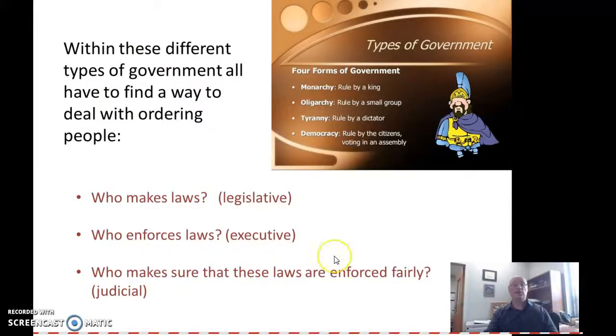Within all those forms of government, no matter what kind of government you have, you have to decide who makes the laws. That's the legislative function of government. And who enforces them, who executes them, who makes sure it gets done. And then who makes sure these laws are enforced fairly. Those are all issues of any government, no matter what type of government you have.